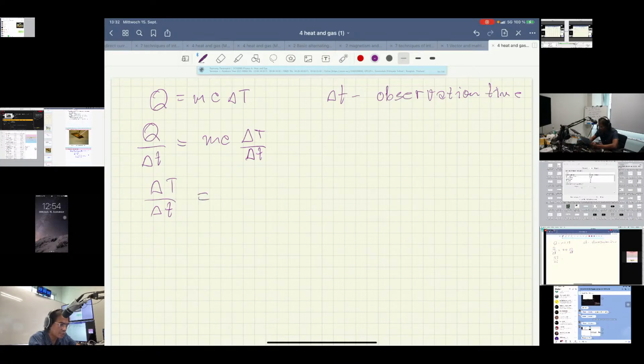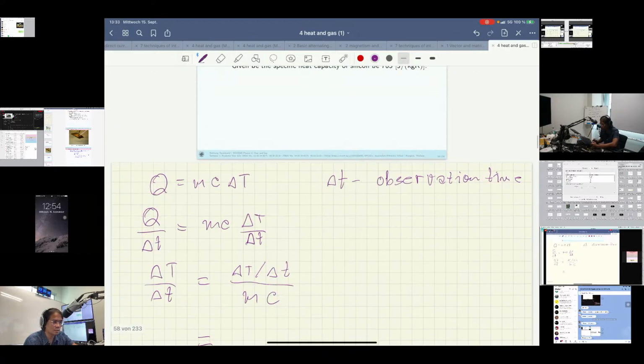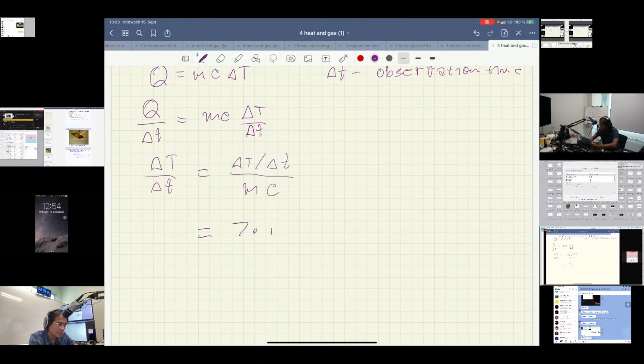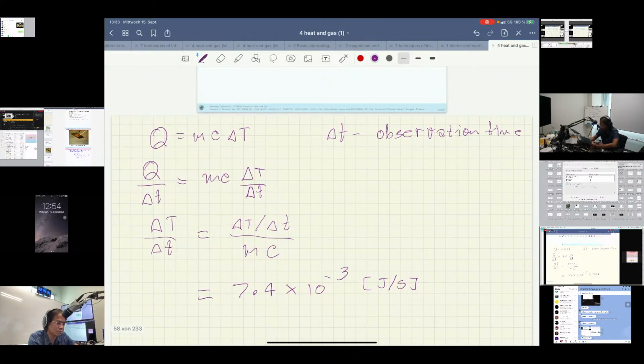So we would have delta T divided by small delta t. All right, and the upper one is gonna be 7.4, right? 7.4 times 10 raised to negative 3, right? Joule per second, right? The above one. That's the energy rate per. Oh, sorry for this, Q per. This is Q. Sorry for that.